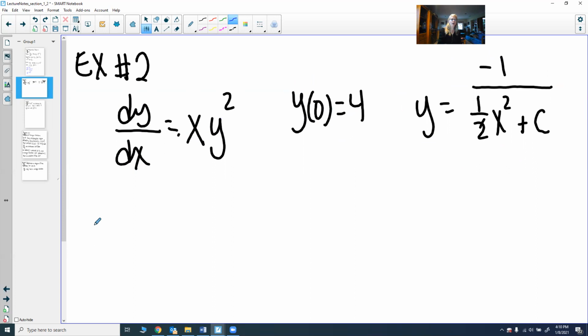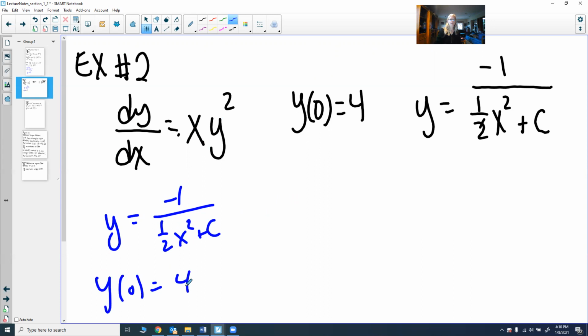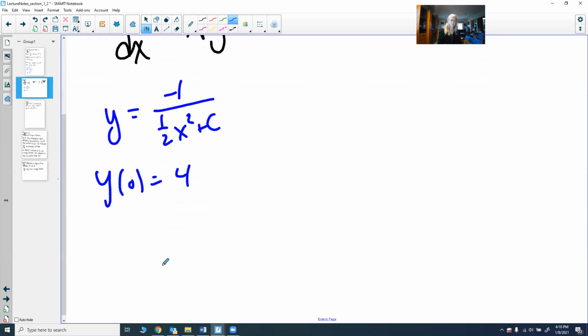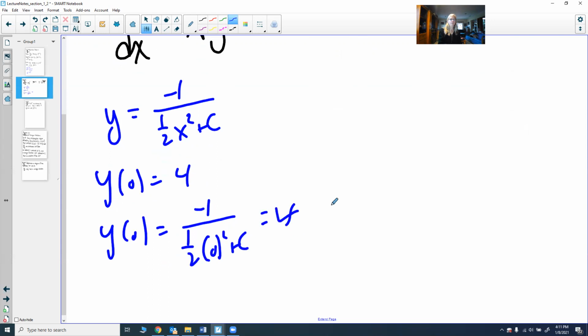The solution is y equals -1 over 1/2 x squared plus c. And now we can go ahead and use the idea that y of 0 equals 4. So that means that if I put 0 in there for x, I get 4. So that gives me -1 over c equals 4. So that means that c is equal to -1/4.